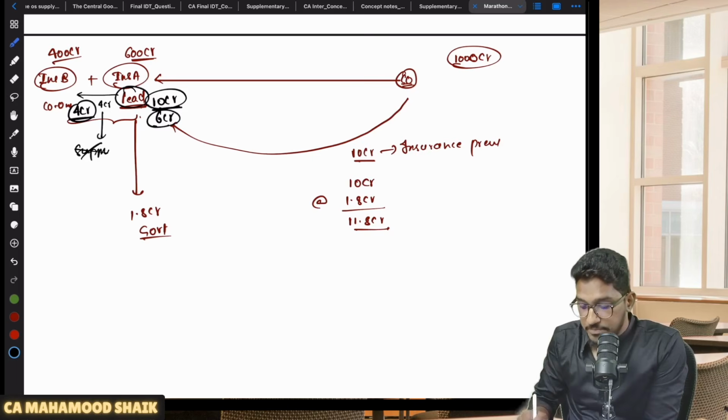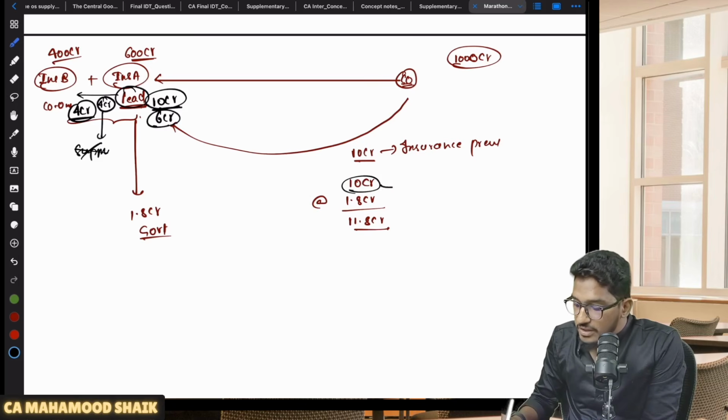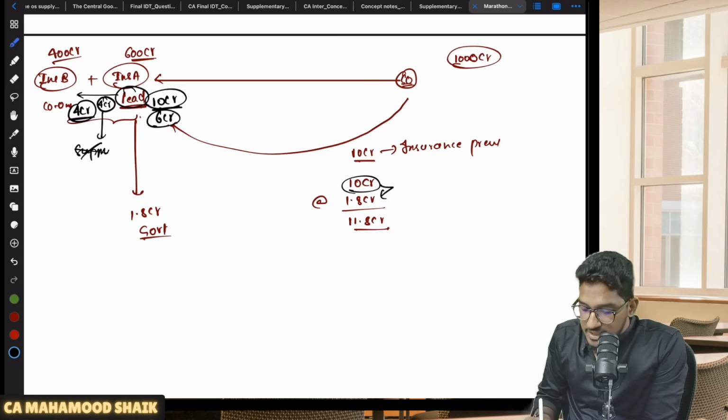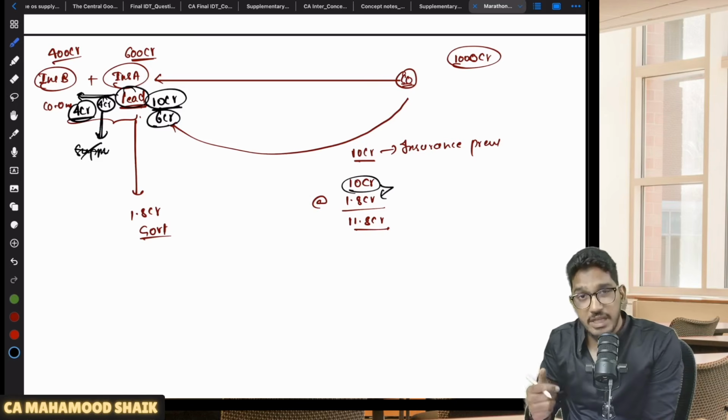On that GST will not come. On that apportionment GST will not come. The logic is very simple. This 4 crores is a part of 10 crores only. On the 10 crores, anyhow, the entire 1.8 CR GST is already paid to the government. So it is just a sharing. 4 crores is just a sharing. So once again, if they start asking for GST on this 4 crore rupees also, it will be double taxation.